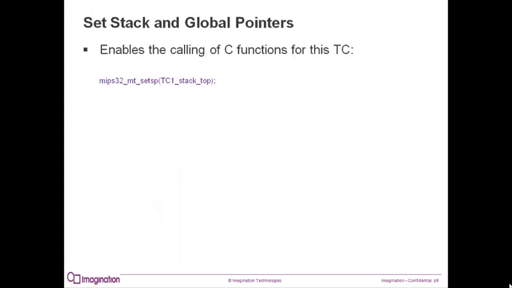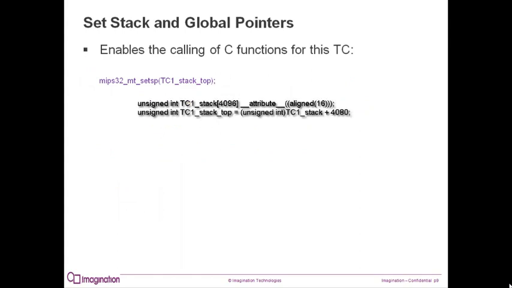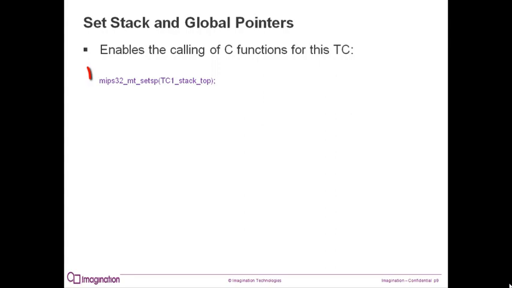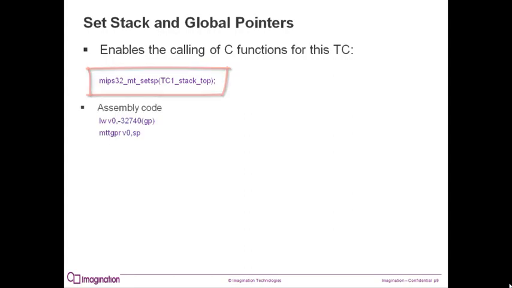I now set up the stack pointer and global pointer of the thread. I have previously allocated space for the thread stack and set the variable TC1 stack top to the last word entry in the stack, since the stack grows down. I use the MIPS32 MT set SP macro to write the stack pointer to the stack register. Here is the assembly code.